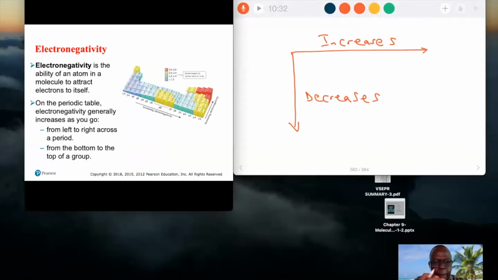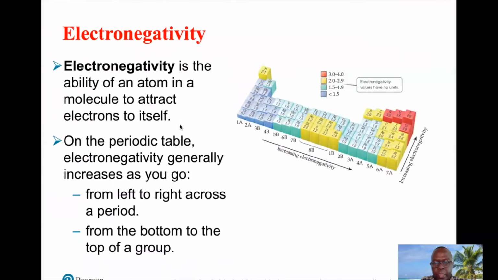I don't want you to memorize the numbers here. Linus Pauling, an American chemist, worked on determining the values you see on the periodic table. Maybe I can blow this up so that you can see the numbers I'm talking about. Fluorine, with an electronegativity value of 4.0, is the most electronegative, and cesium here has the least on the periodic table with 0.7.